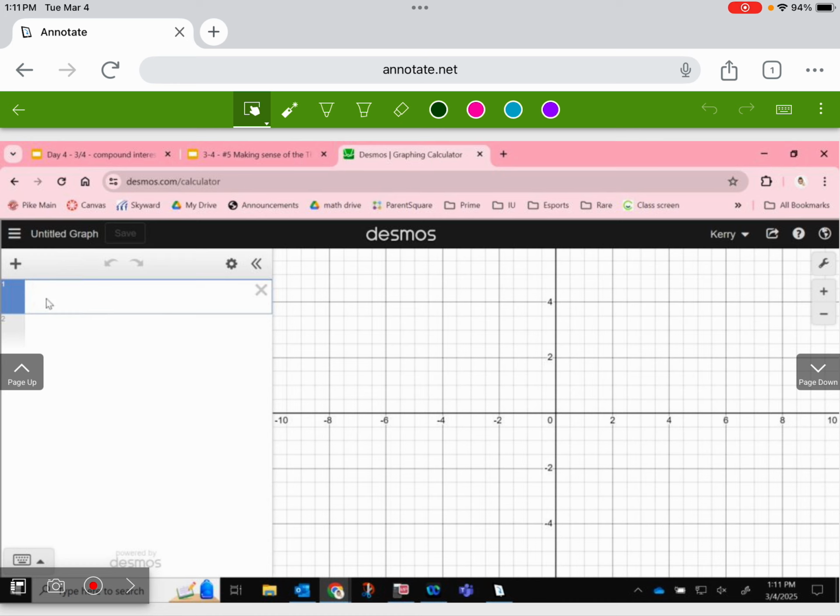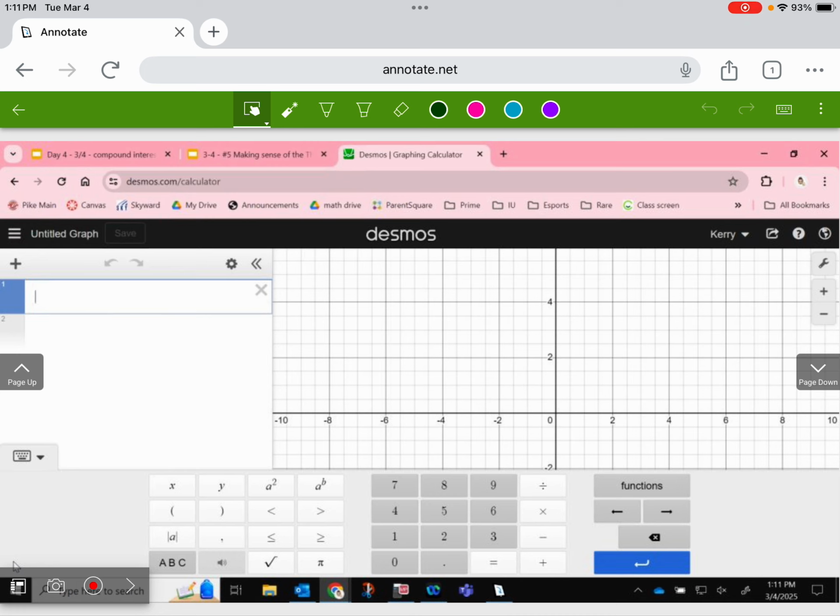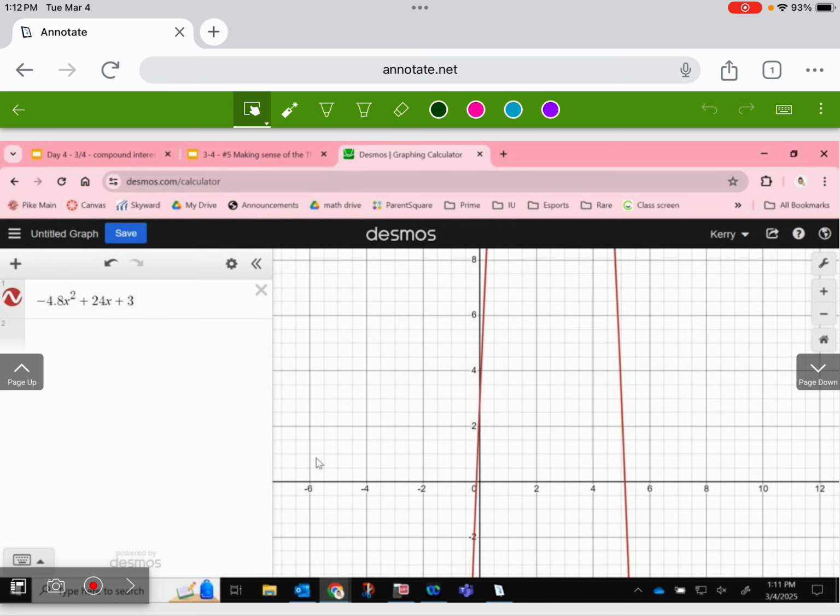And on Desmos, what we can do is type in y equals negative 4.8. It won't let us use t very much, so we're going to switch it to being x squared. Then we had our plus 24t, but again, we're switching our t's out for x's. And then we went plus 3. And we can get our whole graph here.